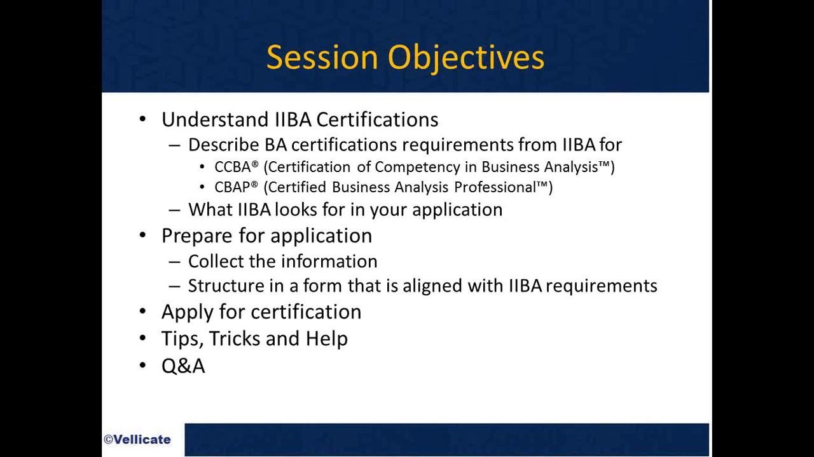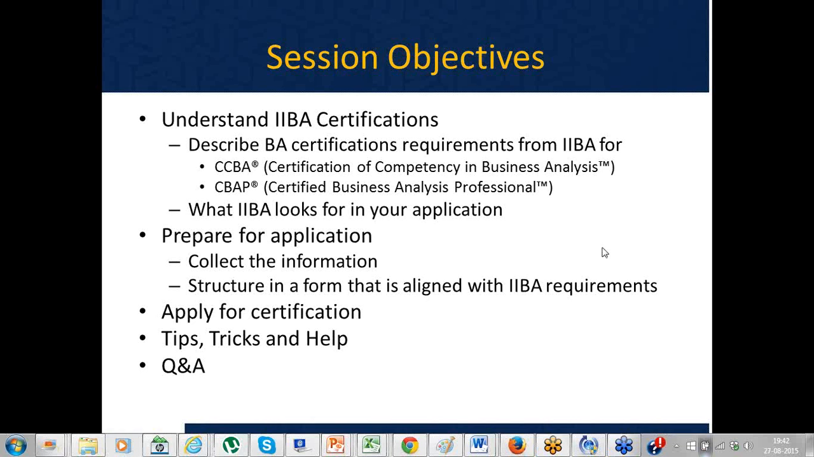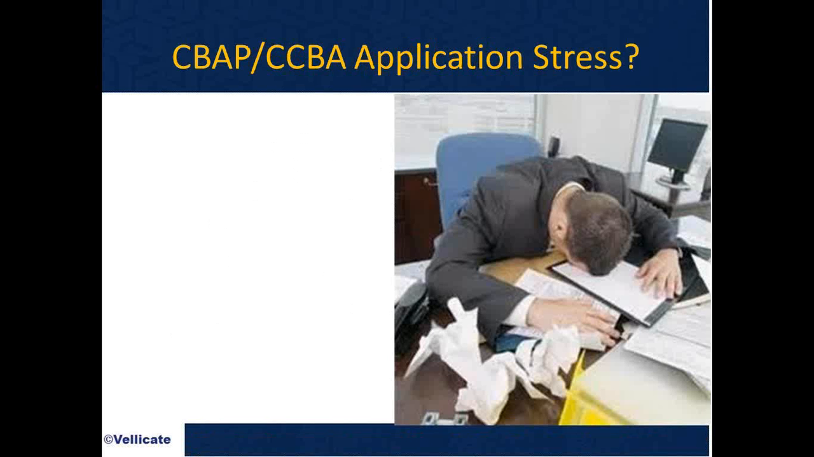The second part is preparing your application. What information you need to collect, and the structure in a form that is aligned with IIBA requirements. So we will present you a structure that is aligned with IIBA requirements. And how do you apply for that certification? What are some of the tips, tricks, and help that you have, and any question and answer that you have. So that's what we will cover in this workshop.